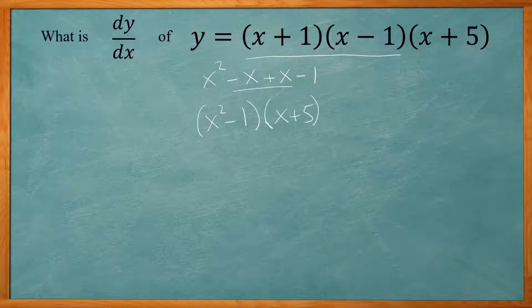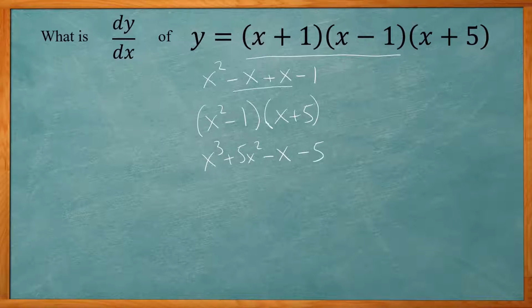And then I want to multiply it by x plus 5. So x squared times x is x to the third. X squared times 5 is 5x squared. Negative 1 times x is negative 1x. And negative 1 times 5 is negative 5.